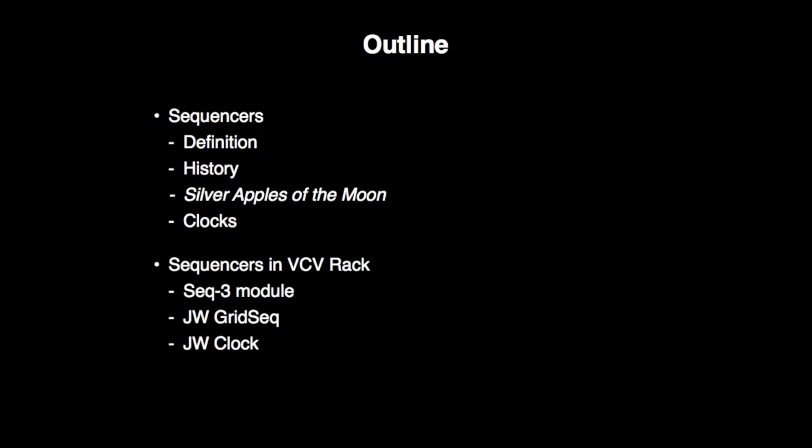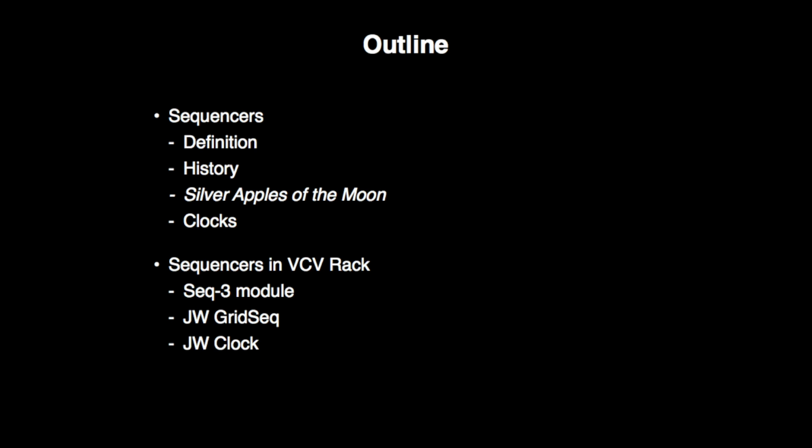All right, so to wrap up, today we talked about sequencers. We went over just the basic definition and gave an overview of a sequencer, talked a little bit about the history, how it started on the Buchla synthesizer invented by Don Buchla. We talked about Silver Apples of the Moon, that great piece by Morton Subotnick that first demonstrated the capabilities of the sequencer. And then we went over some sequencer-specific terminology like clocks. And then we looked at sequencers in VCV Rack. We spent a good amount of time with the Seek 3 module, which is part of the fundamental collection. And then we looked at the JW Grid sequencer and the JW Clock module.